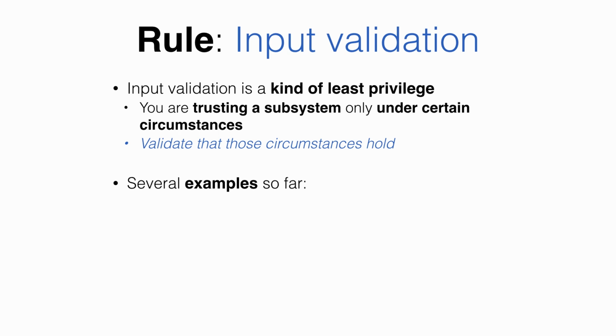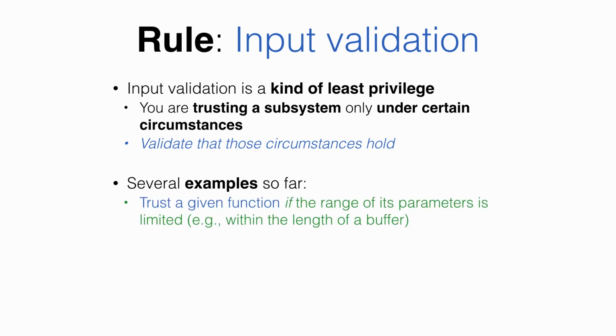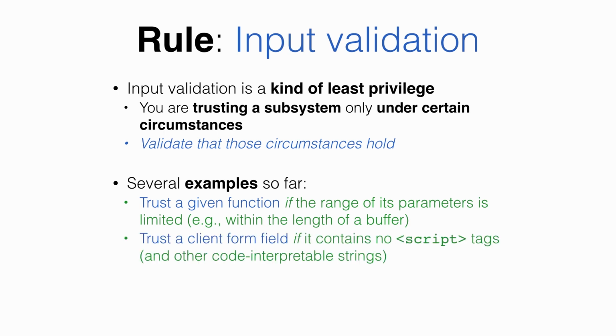So we have seen several examples of this so far. We can trust a given function only if the range of its parameters is limited, for example, to be within the length of a buffer. Or we could trust input taken from a client form field on a web page only if it contains no script tags and therefore is not subject to cross-site scripting. We could trust a YAML encoded string, but only if it contains no code. So by validating the input, we are limiting the influence of that input and thereby reducing the privilege that we are placing in the components that process it.